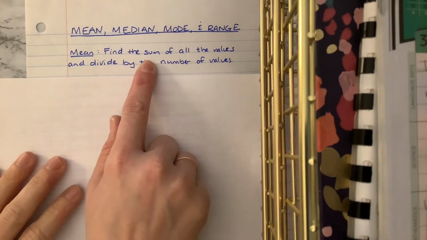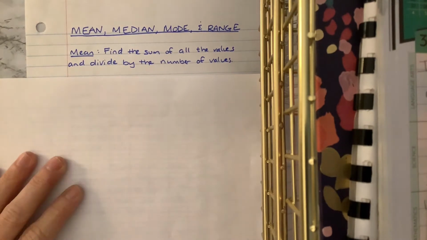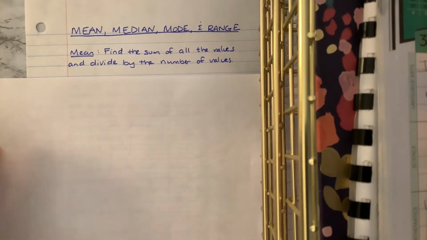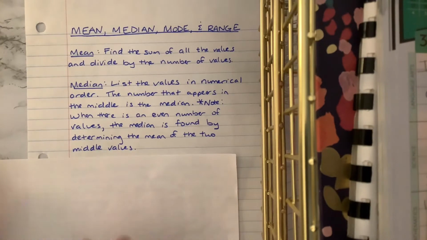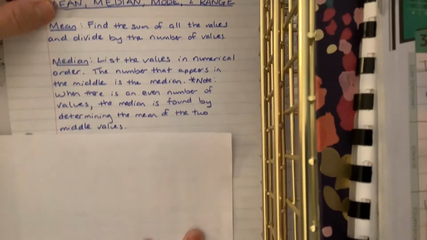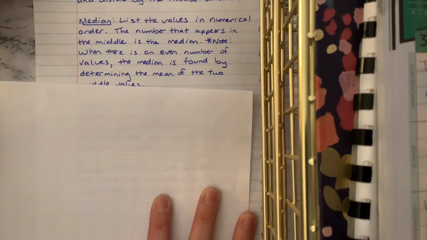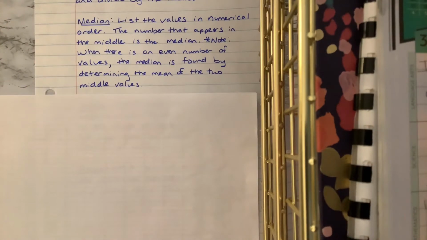Reminder, of course, that sum is addition. And again, we're going to practice what this means in a moment. So median, there's kind of a few things here. For the median, you're going to list the values in numerical order. Numerical order meaning least to greatest or greatest to least. Either way is fine. The number that appears in the middle is the median.